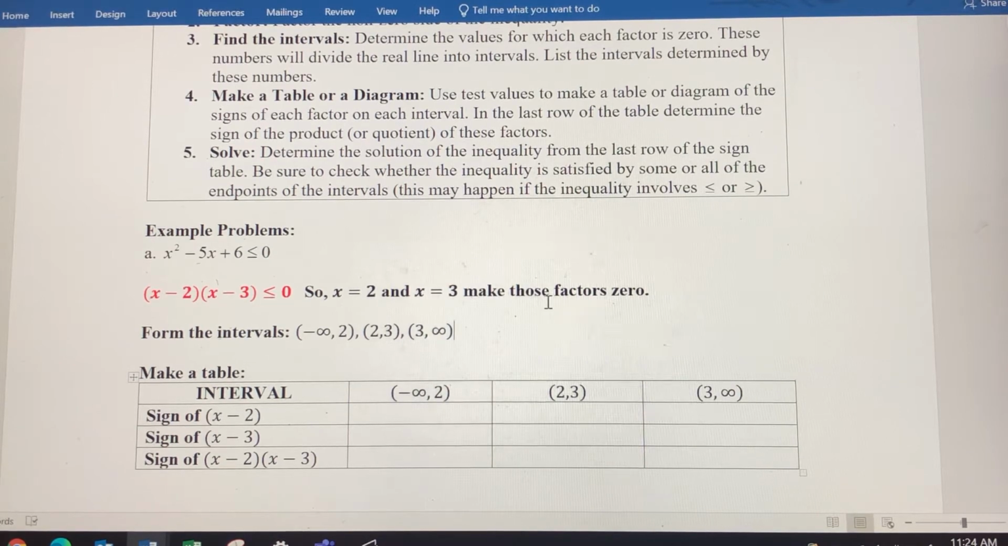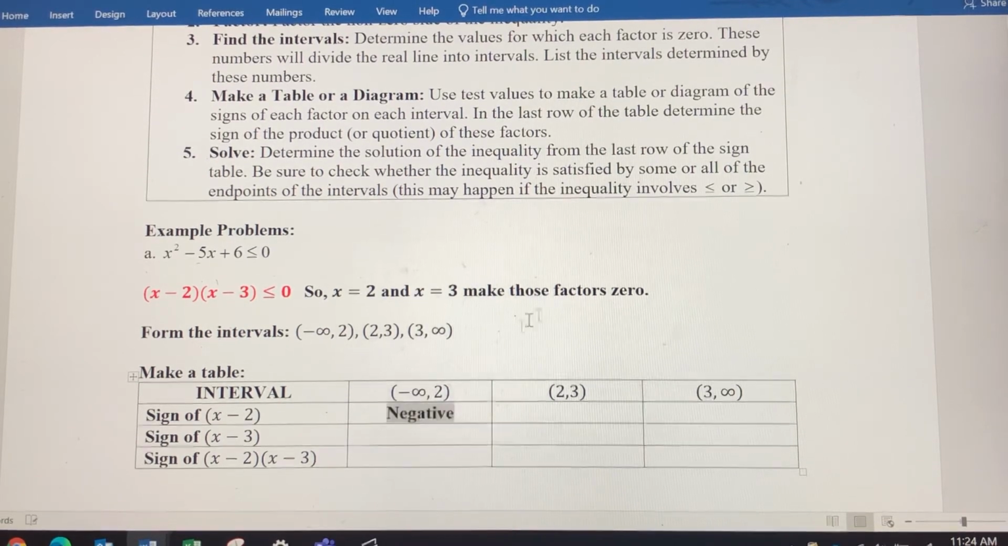Okay, so what I'm going to do is pick a number that's in this interval. A number that's in this interval is 0. It's very easy to work with. So I'm going to plug in 0 to this factor, and I get 0 minus 2. Well, that's a negative. What the value is, is irrelevant. We're just worried about the sign of the value. So when I plug in 0 here, I get negative 2. If I plug in any other number that's in this interval, I'm going to get a negative value. And again, the value is irrelevant.